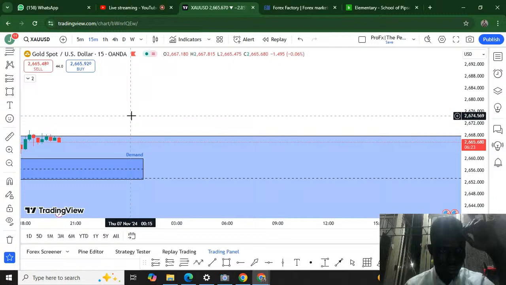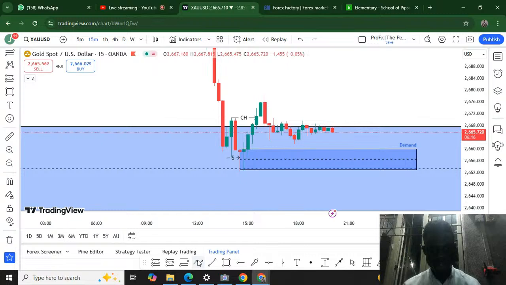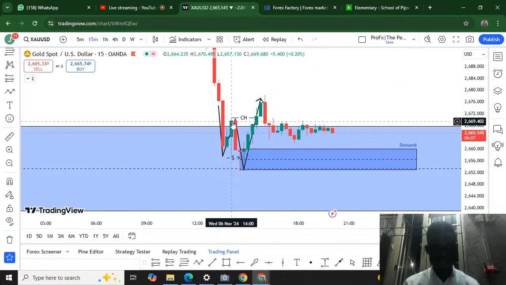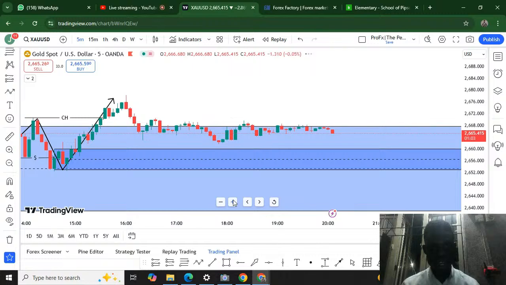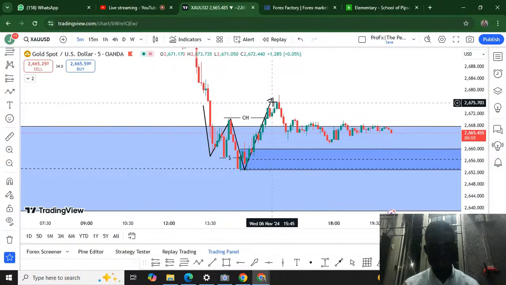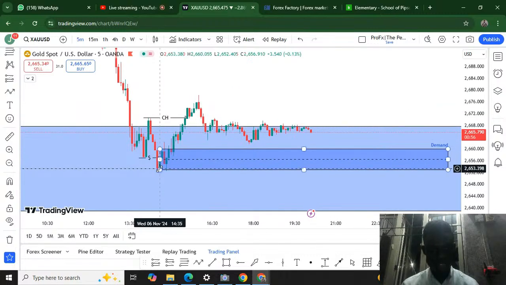I think we saw it a bit on 15 minutes. This is it here. Lower low, higher high. That's 15 minutes. Okay? Lower high, lower low, higher high. But on 5 minutes, it was more clear. Lower low, higher high.